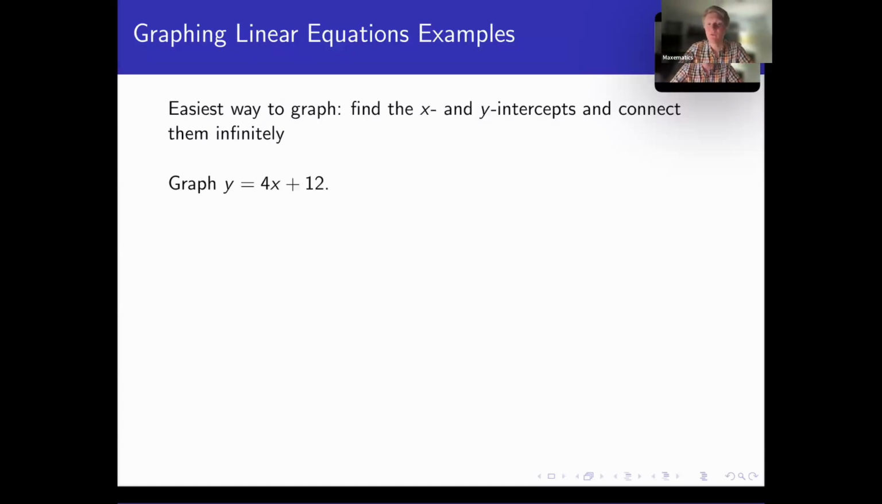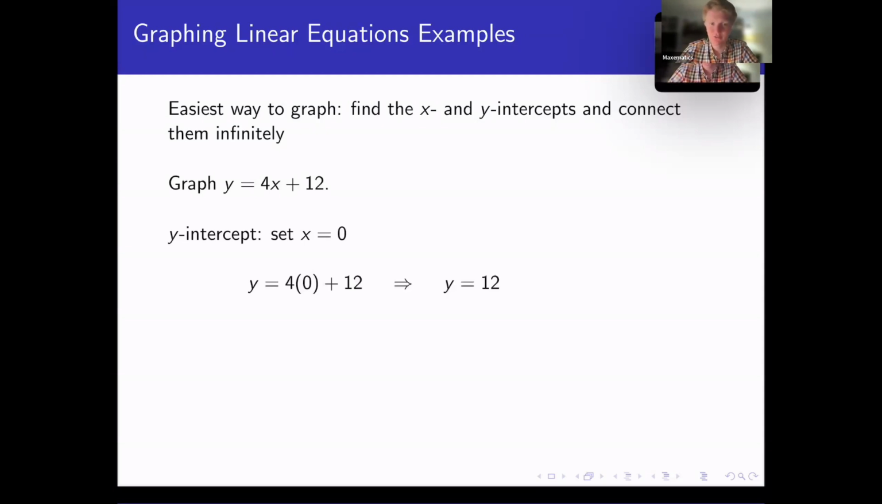So let's graph y equals 4x plus 12. All right, well, let's find the y-intercept. To find the y-intercept, we set x equal to 0. So y equals 4 times 0 plus 12. y is just 12, right? 4 times 0 is 0. 0 plus 12 is 12. So the y-intercept is 0, comma 12.